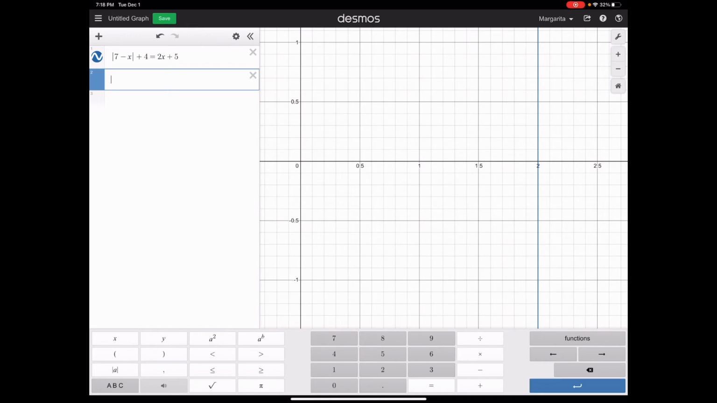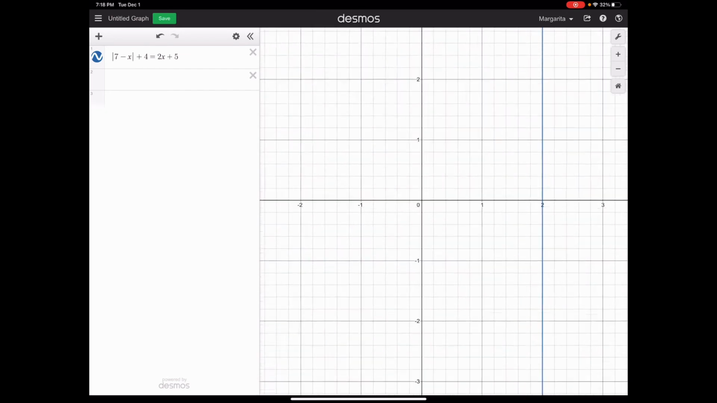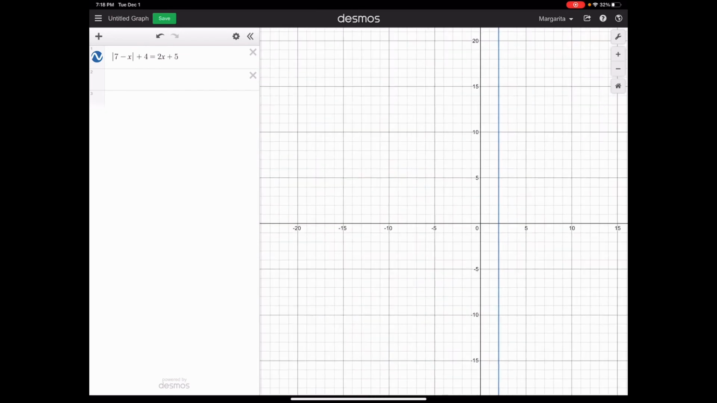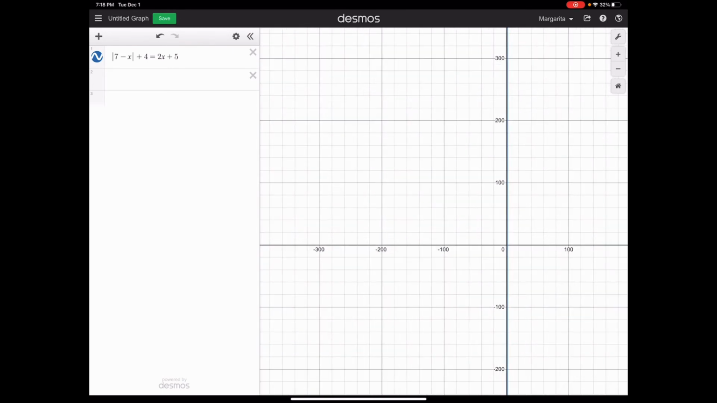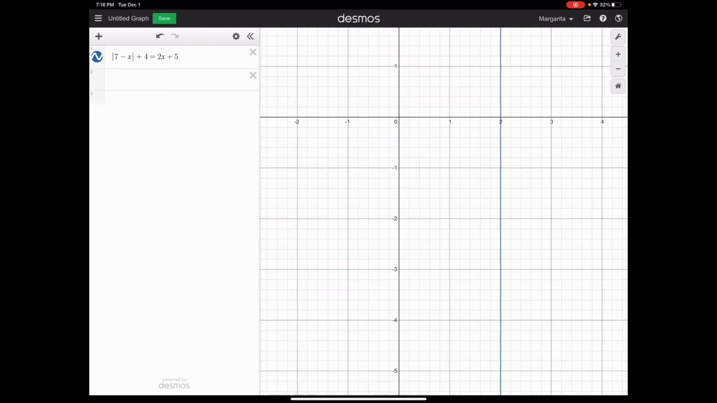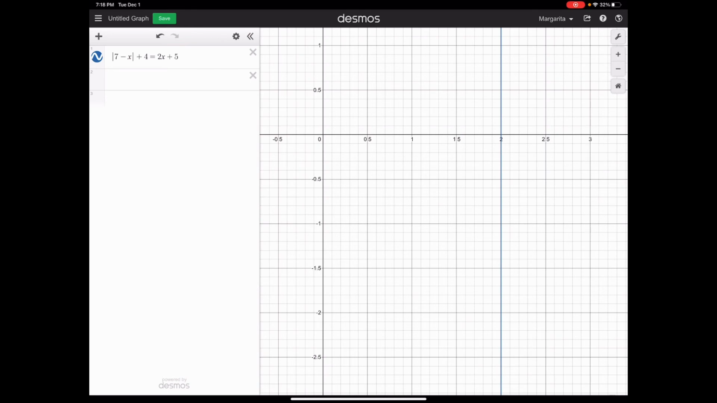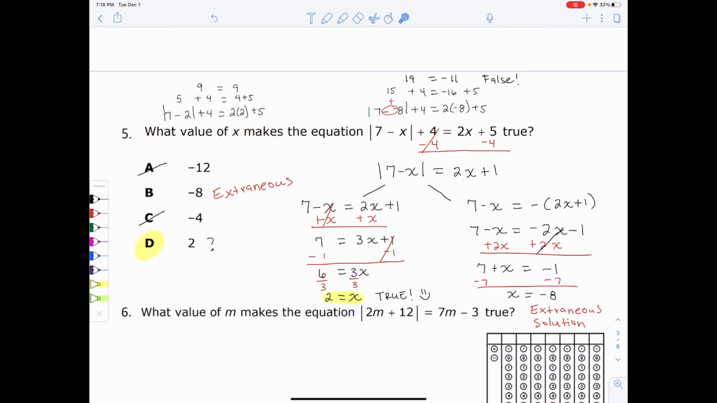Okay, so as you can see, it crosses at 2. Now, of course, you should always zoom out just to make sure that there's no other line there that you don't see. But see, no matter how far I zoom out, that's the only line that's graphed. So it only crosses at 2, but it doesn't cross at -8. Right, so that further supports the fact that -8 is not really a solution, okay? It works out algebraically, but it doesn't actually make the equation true.